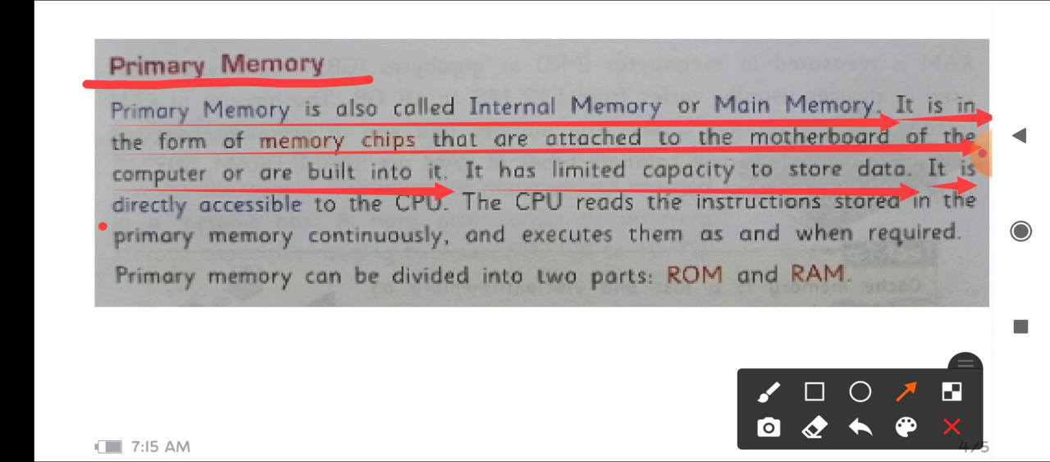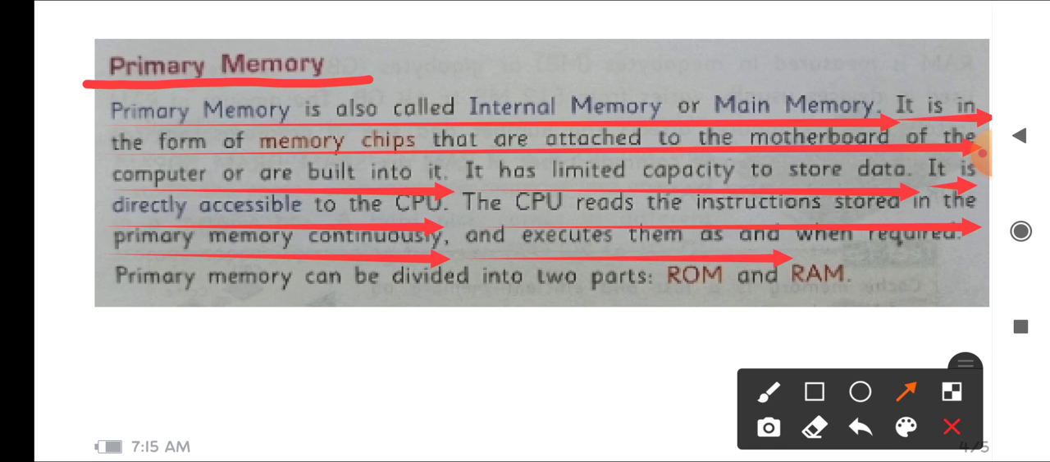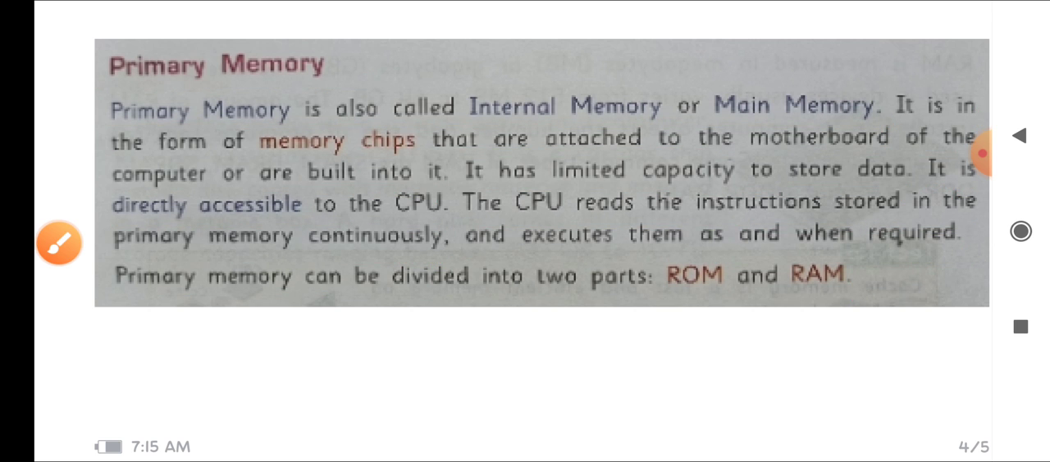It is directly accessible to the CPU. The CPU reads the instructions stored in the primary memory continuously and executes them as and when required. Primary memory can be divided into two parts, ROM and RAM. As I told you, primary memory is also called internal memory or main memory.